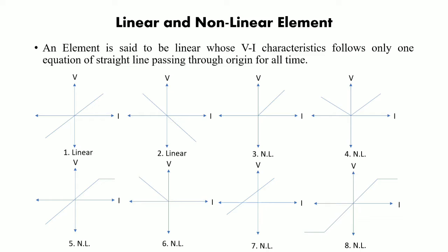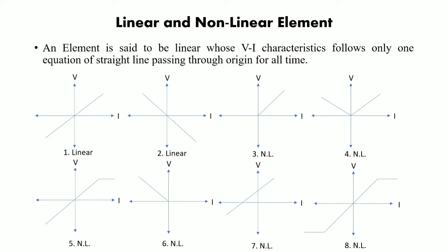See, graph number 1 follows only one equation of the straight line passing through origin for all time. It is never a constant value, so graph number 1 is linear. Let's move to the second graph. This is also following only one equation of the straight line passing through origin for all time. It is not constant for any value of voltage or current, so that is also linear.